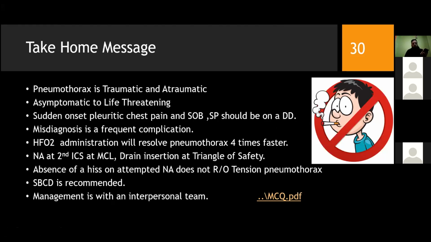And high flow oxygen administration will resolve the pneumothorax 4 times faster. This mechanism is similar to pre-oxygenation during intubation. And needle aspiration at the second intercostal space at the mid-clavicular line, and a chest drain at the triangle of safety. The absence of air on attempted needle aspiration does not rule out tension pneumothorax. Small bore chest drain is recommended.